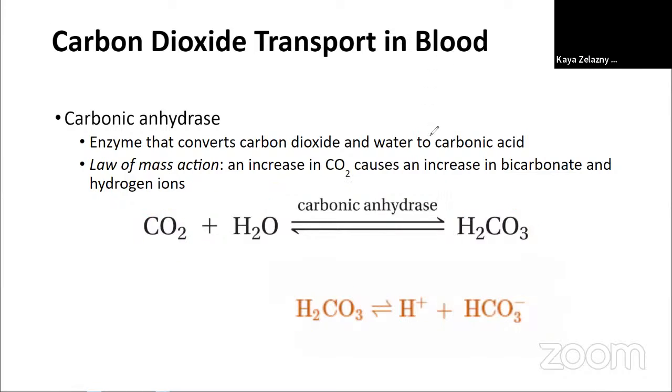Again, looking at these equations, we've seen the law of mass action before, but all that means is if we have an increase on one side of the equation, it's going to cause more of that direction to happen. So if we have more carbon dioxide, we're going to create more carbonic acid and therefore more bicarbonate and hydrogen ions. Or if we were to have tons of bicarbonate, we might go the opposite direction, turn it into carbonic acid, and then back into carbon dioxide.